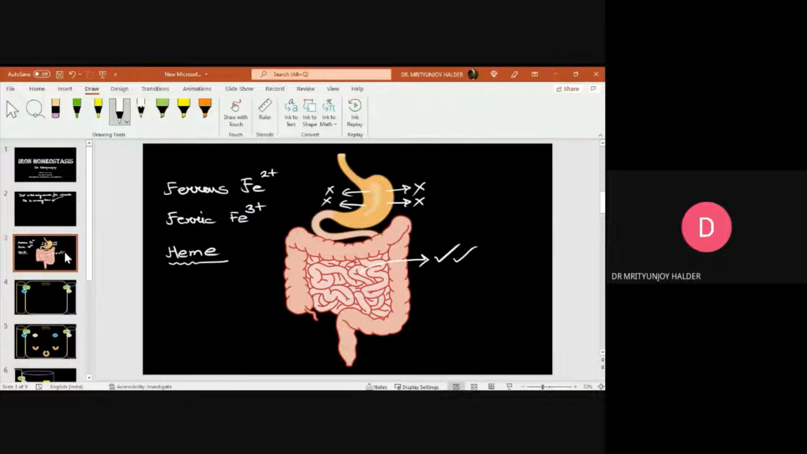Now, the absorption process of ferrous and ferric, till date it is well understood. But the process of heme absorption is a difficult process, and for that some special mechanisms are there, but scientists have not concluded any proper diagrammatic mechanism in the textbook. So we only learn how ferrous and ferric forms are absorbed.